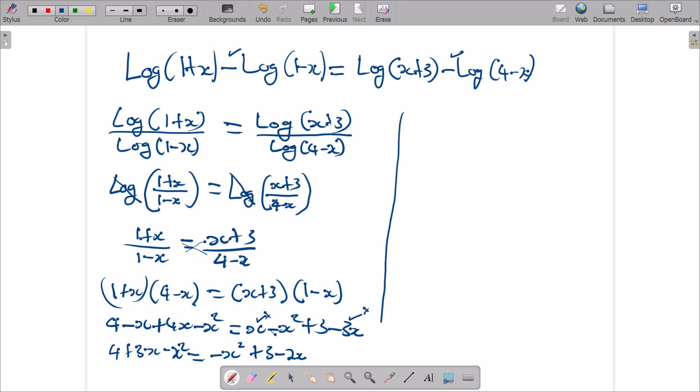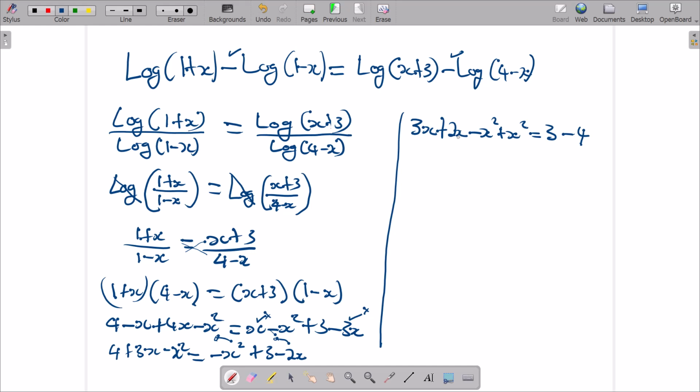Now, here we go. Let us collect our like terms. The x's, we are going to put them on the left-hand side. So we are going to have 3x plus 2x minus x squared plus x squared is equal to 3 minus 4. So what I did, I took all the x's, and this side becomes positive and also becomes positive, as you can see here. And I arrange them according to their like terms.